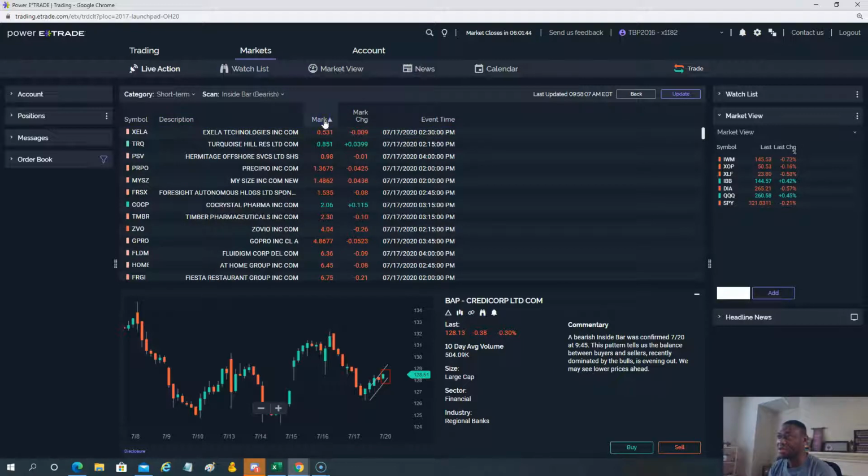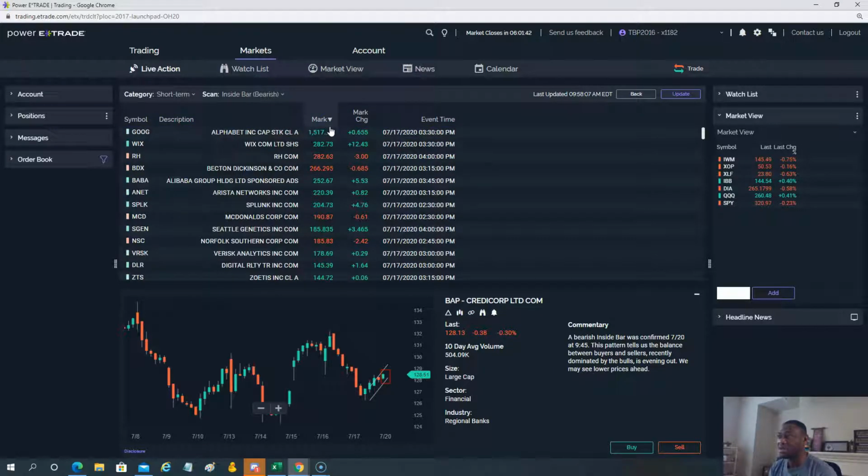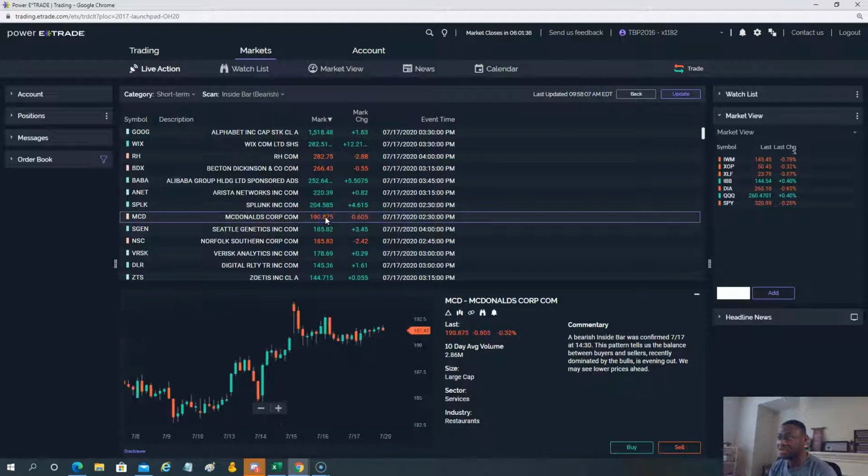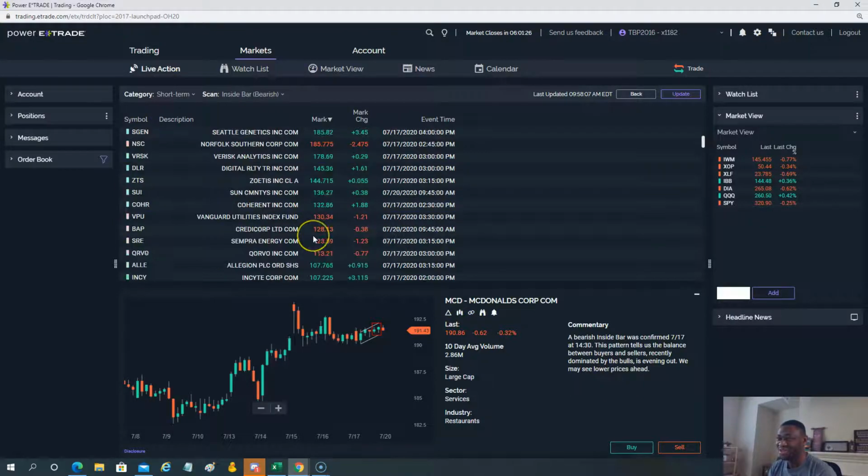Okay, Google is in there. Restoration Hardware. McDonald's. Interesting, McDonald's, that gets my attention. So McDonald's is on here, but they're not giving us a target price. We may see lower price ahead. Come on, guys. You have to do better than that.